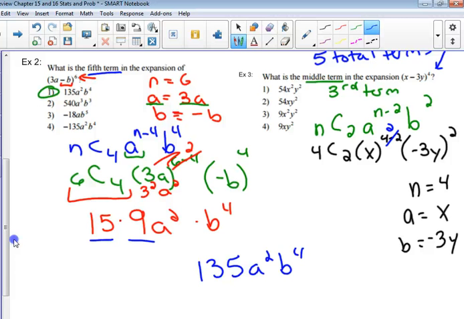What did you guys get with your 4C2? Anyone want to share? Good, good. And when you reduce this, you get an x squared. Watch out here that you bring the square into both. What's negative 3 squared become? Positive 9. Good job. And you also have to make sure you square that y. So then, at the end, when you multiply everything together, 9 times 6 is going to give us 54x squared y squared.